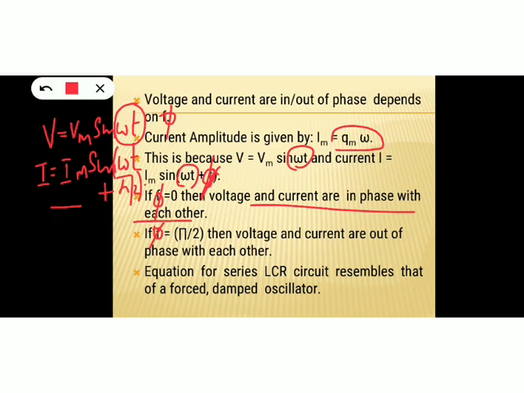That means current and voltage are out of phase and the current leads, so it will be a capacitive circuit. Then, if phi is minus pi by 2, what happens? Here, instead of plus pi by 2, it will be minus pi by 2.